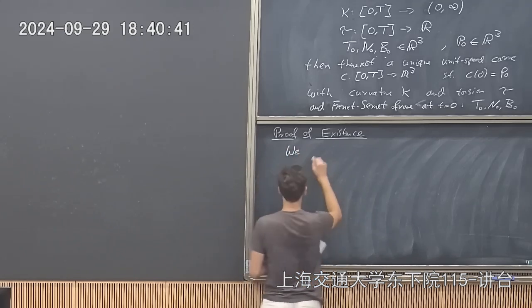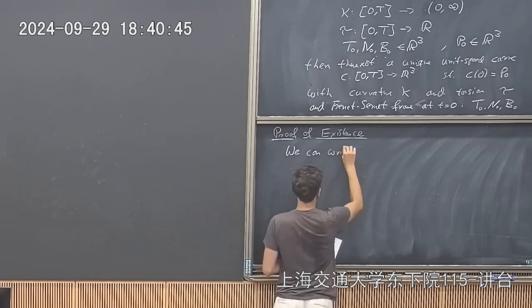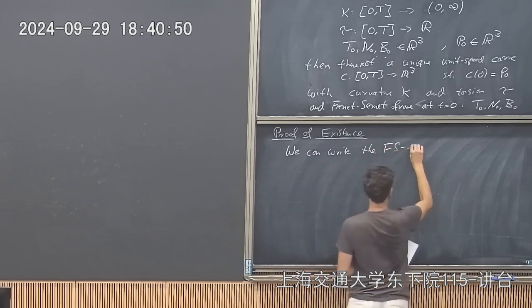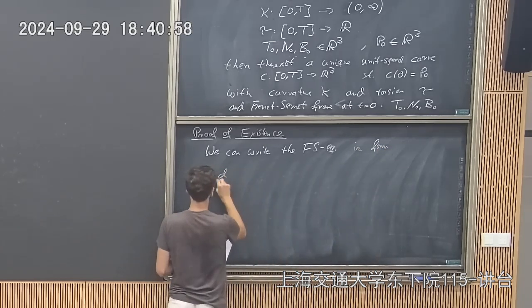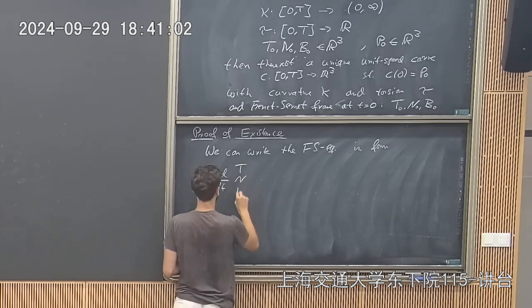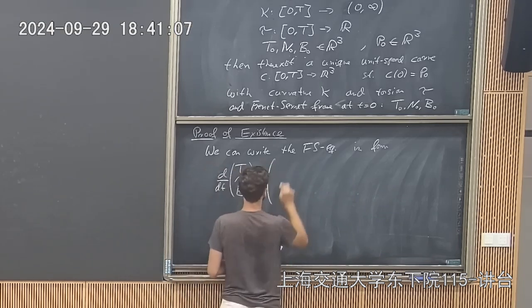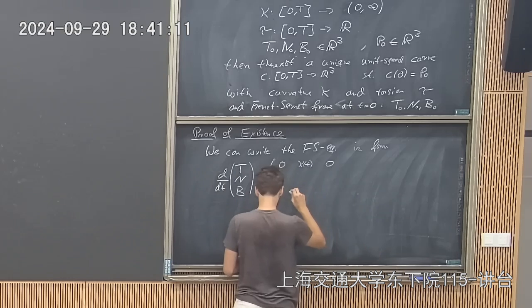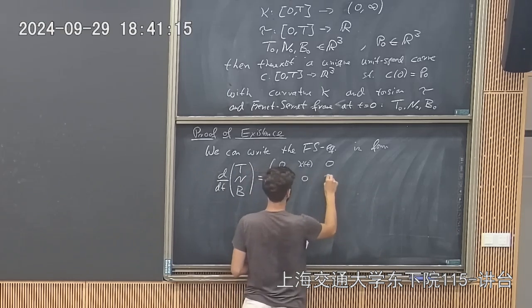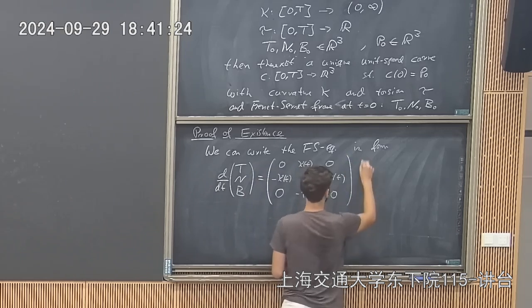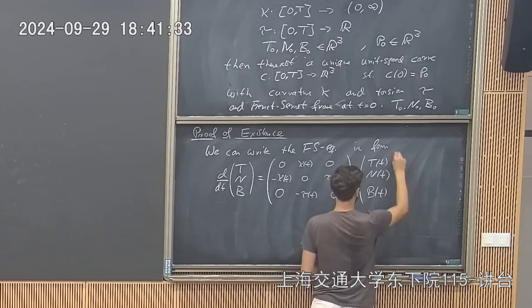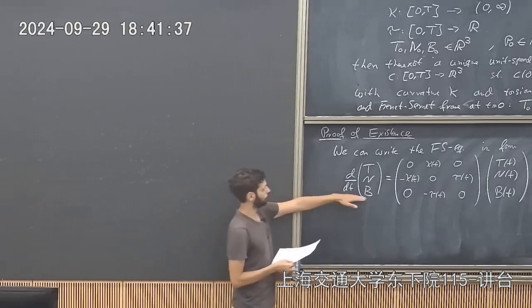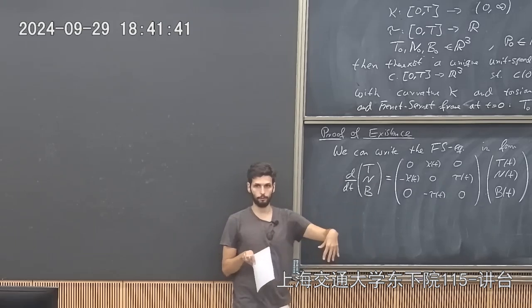So recall that we can write the Frenet-Serret equations that we had before in the form d/dt of (T, N, B) equals a certain matrix times (T, N, B). We got this equation if T, N, and B are the Frenet-Serret frame of the curve.